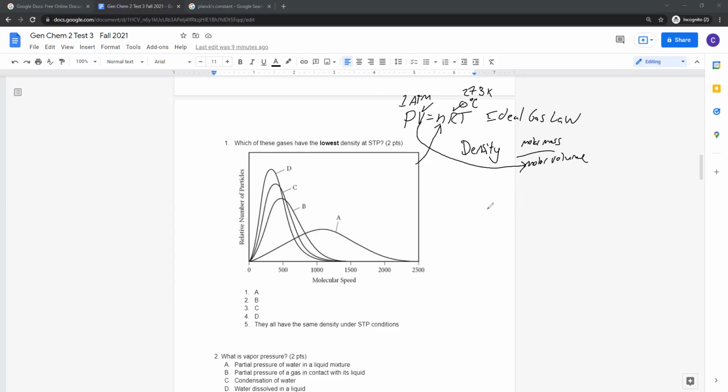So what moves faster, light things or heavy things? Well, light things do. And so your gas, A, is moving the fastest on average. So what you're really looking at is you're going to the middle of the peak and just saying, which of these gases is moving the fastest? And just take the average, really. Or I guess it's not the average, it's the median. But A, on average, their molecules are traveling faster. And so they have to have the lowest density, meaning they're the lightest.